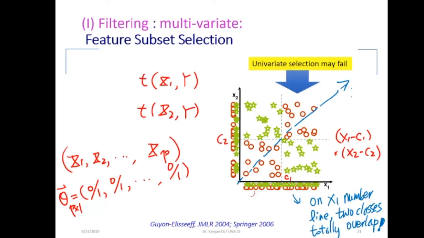Okay, so what's the size of the theta vector? Possible size. Two to the p, right? Because for each position there are 2 choices, and there are a total of p positions. 2 to the p.